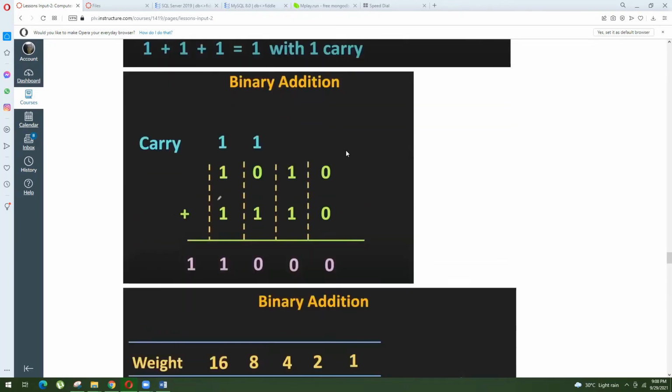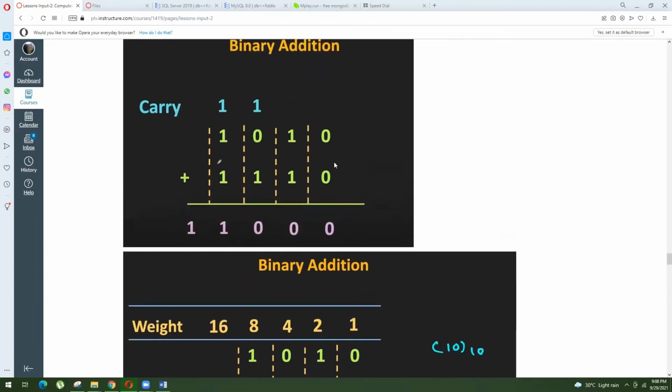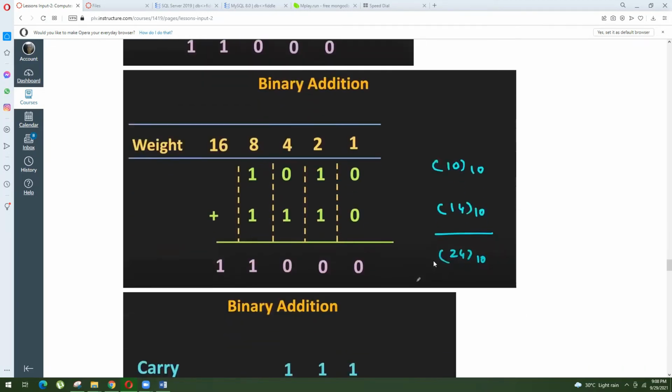Okay. Binary addition, another example. We have this example. We have 0, 0. 1 plus 1 is 0, carry 1. 1 plus 1 is 0, carry 1. 1 plus 1 plus 1 is 1, carry 1. The answer is this one. Another example. We have here 10. But this is the weight. Okay. So that you will not be confused. This is the weight.